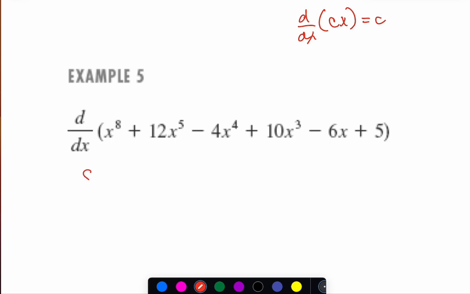So this first piece would be 8x to the 7th. The second piece, the 5 would drop down and multiply by the 12, giving me 60x to the 4th. 5 times 12. The next piece, the 4 would drop down in front, multiply by 4. That's -16x cubed. The next piece, the 10 would multiply by the 3. I have to drop down, and the power would drop down to 2.